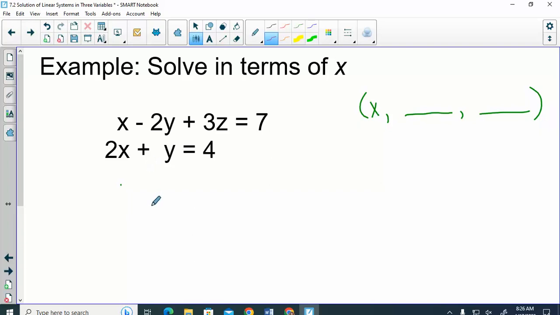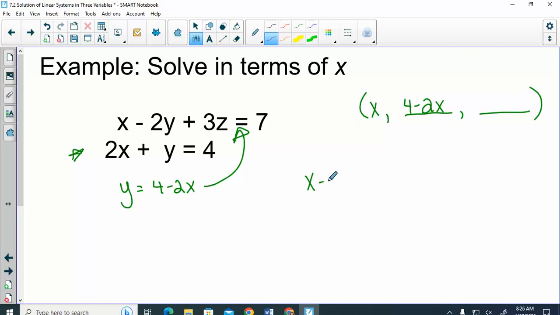Looking at these, which equation do you think would be easier to start with? The bottom one. Could you solve for y right here, get the y by itself? Yeah. So if you subtract that 2x, y is 4 minus 2x. That's in terms of x. So now we have our y. So now we can substitute that into the first equation.